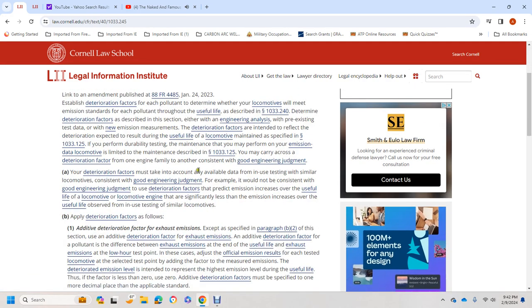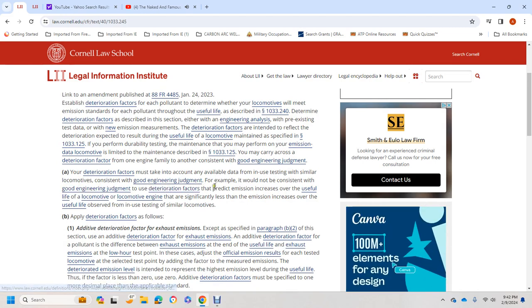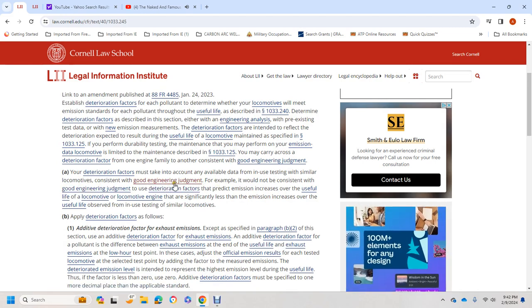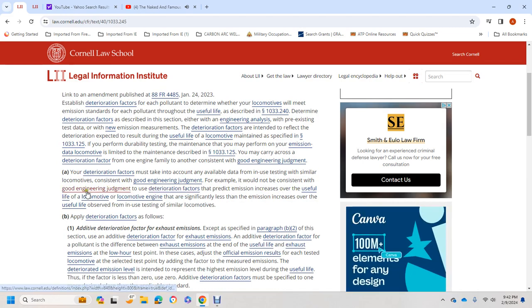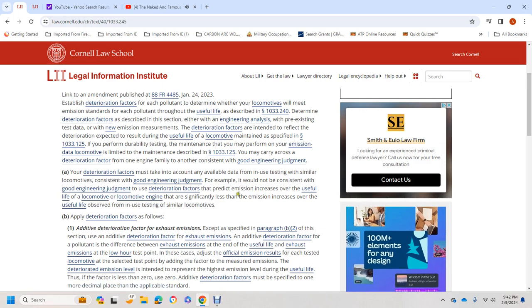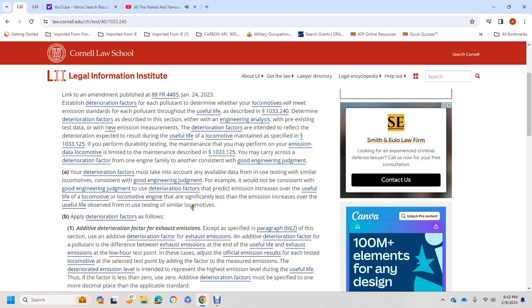Deterioration factors must take into account available data from the use of testing similar locomotives, consistent with good engineering judgment. For example, it would not be consistent with good engineering judgment that a deterioration factor predict the emission increase over the useful life of the locomotive engine significantly less than the emission increase over the useful life of the observed testing of similar locomotives applying the deterioration factors.